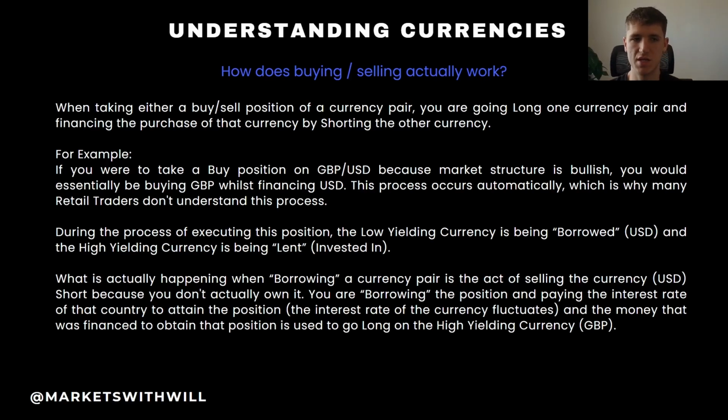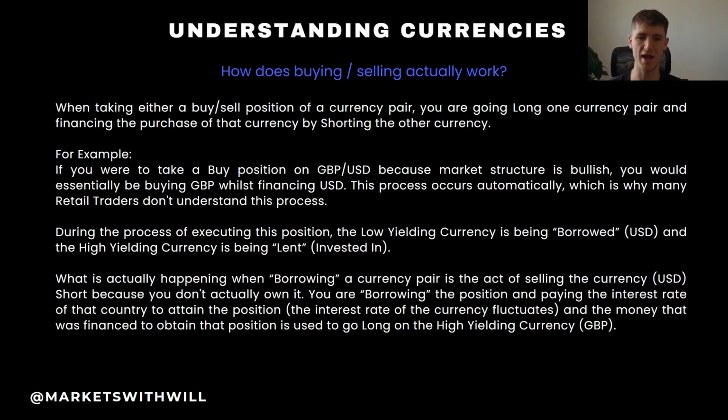Moving on to the next slide, when taking either a buy or sell position of a currency pair, you are going long one currency and financing the purchase of that currency by shorting the other currency. For example, if you were to take a buy position on GBP USD because market structure is bullish, you would essentially be buying GBP whilst financing USD. This process occurs automatically, which is why many retail traders don't understand the process, because they feel like they don't need to understand it.